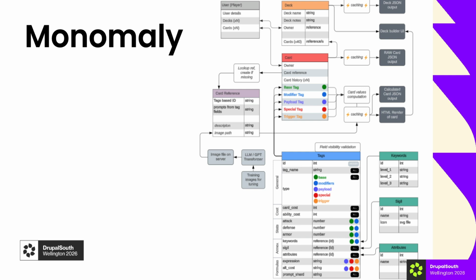And then we're running some computed fields that add up all the numbers across the cards and gives you a resulting card. And yeah, it also gives you some extra stuff, some keywords, some sigils and other attributes, things that the game needs.